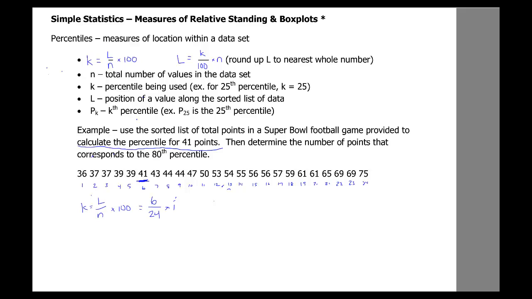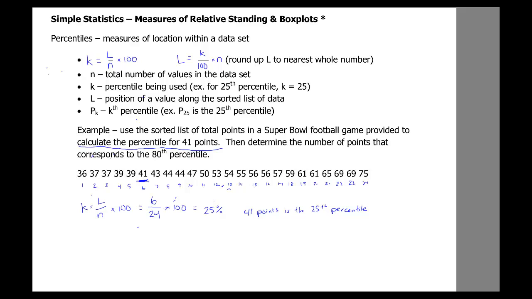So we're going to multiply that by 100 to get our percentage. So 6 divided by 24 would be 0.25 times 100 gives us 25%. So we can say that 41 points is the 25th percentile. So again, these equations aren't too difficult, and the most important thing is to have your list sorted so that you can count how far you are into a list.